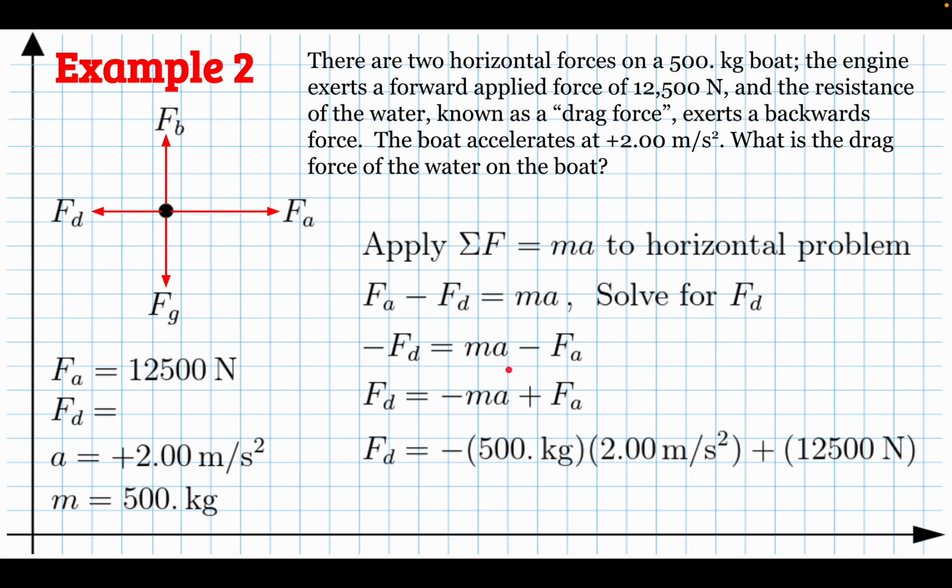I can plug in my numbers and run it through my calculator, and you'll get a result of 11,500 newtons. So that's how we apply Newton's second law to a problem to build ourselves an equation, which we can then solve. So you're going to solve a bunch of problems that involve horizontal forces, and this is how you do it. The next example involves vertical forces, and if you want to wait until you get to those problems to watch that video, that might be helpful.